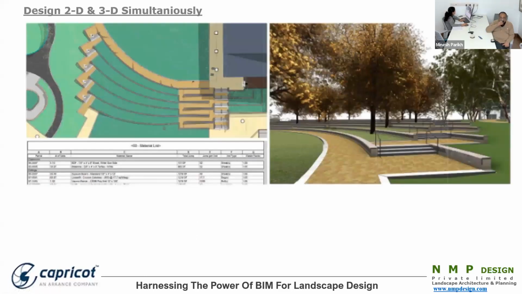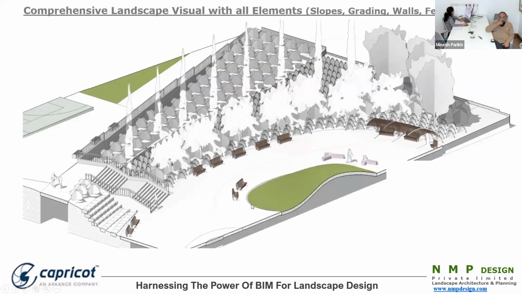I'm going to show you some reference images of how Revit can visualize in landscape terms. If we are working in a 2D platform, we can easily view the 3D platform together to understand the design intent. And we can see the comprehensive landscape visual elements like slopes, grading, walls, fences, and planting. How can it work together in a collaborative manner?